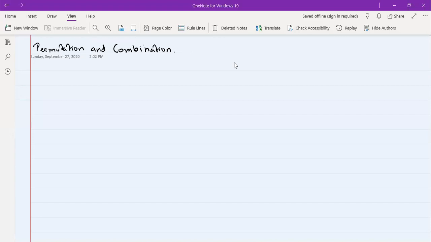Okay, so we will study this chapter. It is a very interesting chapter. The interesting part about this chapter is that there won't be lots of formulas. This is maths only, Nitin.